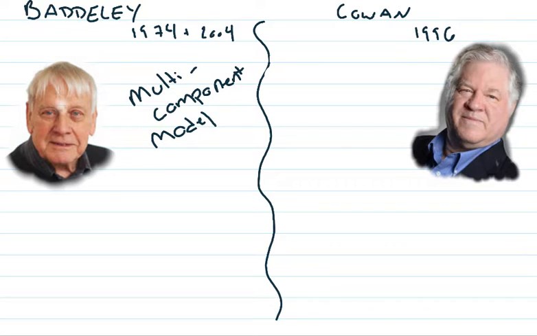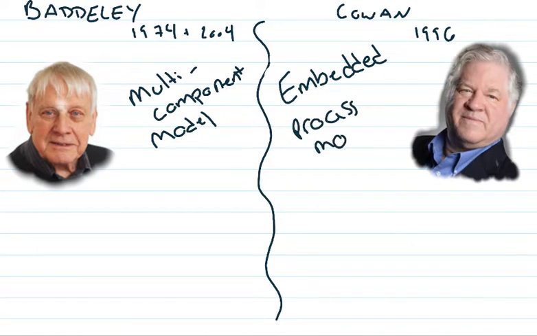On the other hand, we have Nelson Cowan, who in the late 90s and early 2000s developed the embedded processes model. And instead of allocating different responsibilities to subsystems, Nelson Cowan really looked at how all of these working memory components worked together.